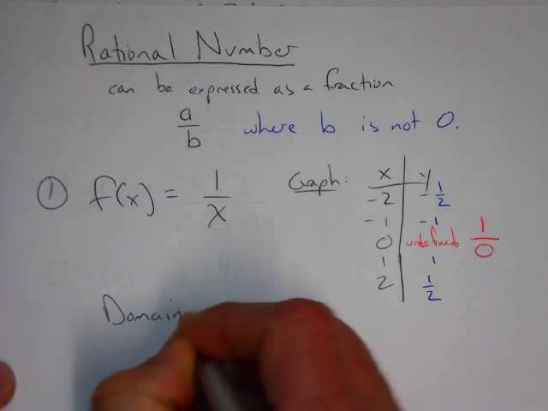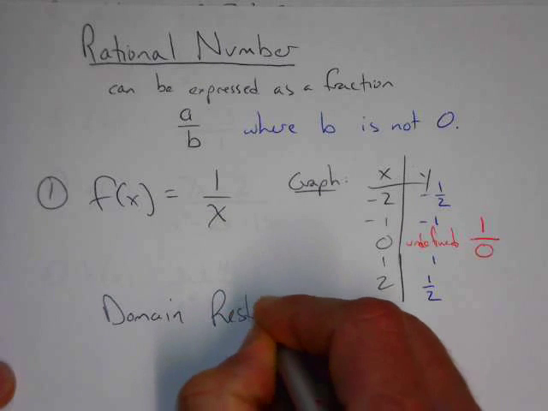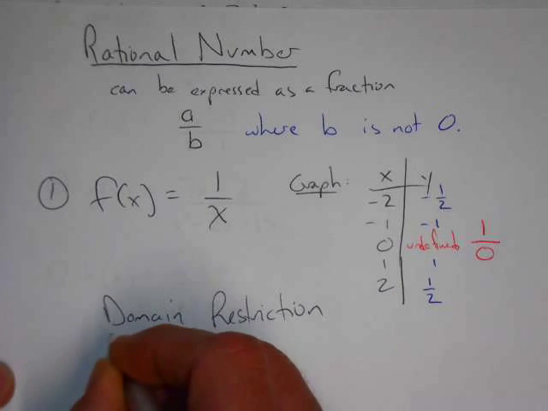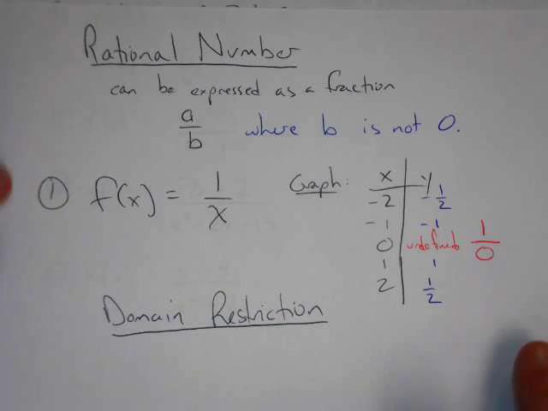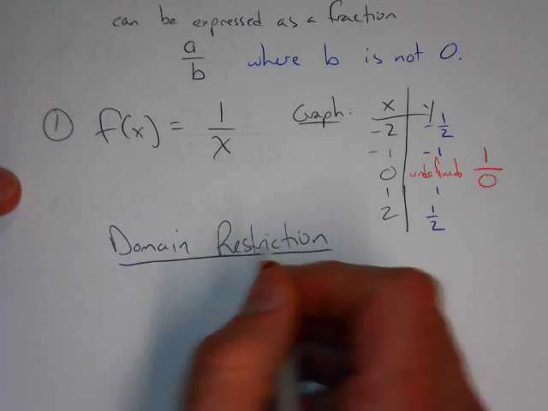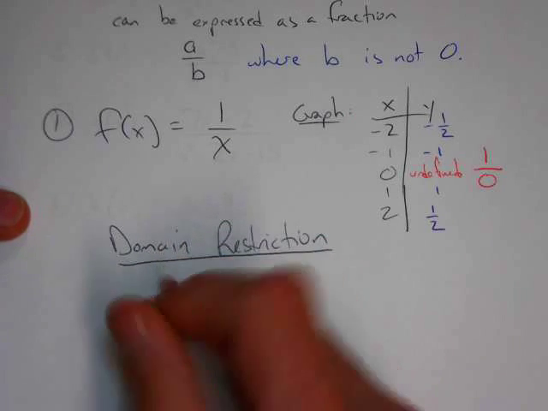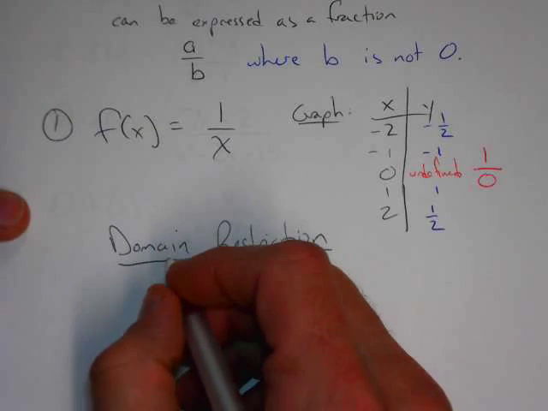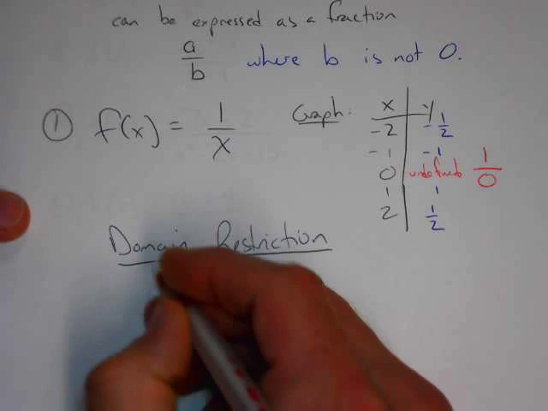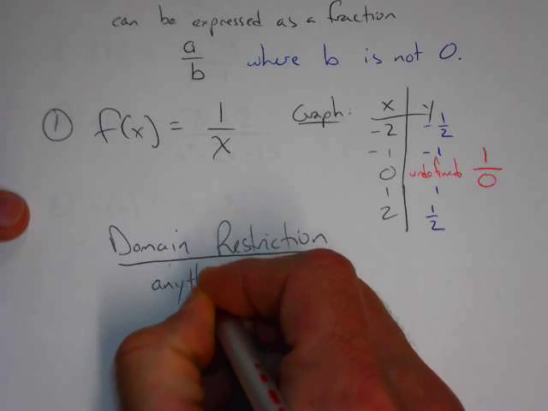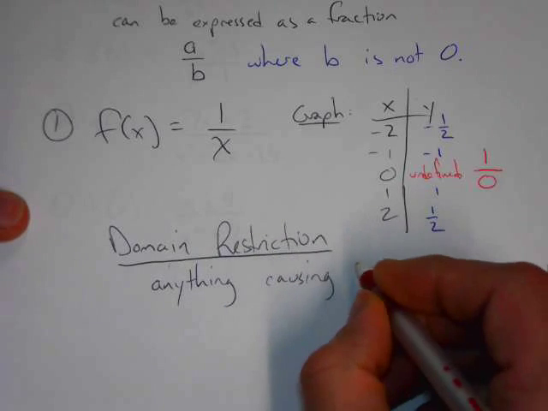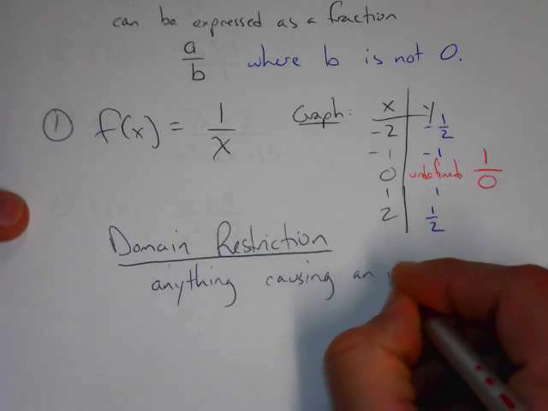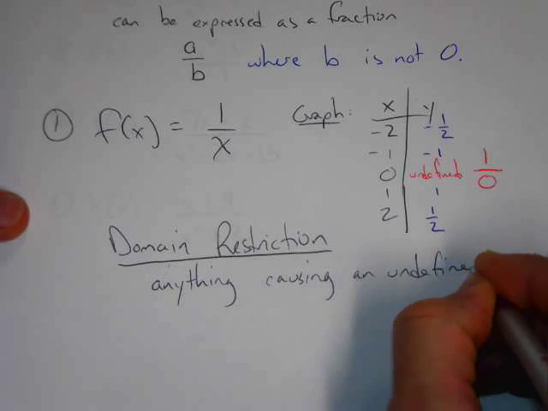Okay, so it's called a domain restriction. It's any value that the domain can't have, right? Or any value for the variable that can't be presented in the domain. So in this case, a domain restriction is basically anything that can't happen numerically, anything that would cause an undefined result. Okay, so anything causing an undefined result creates a domain restriction. So we got to know this vocabulary.